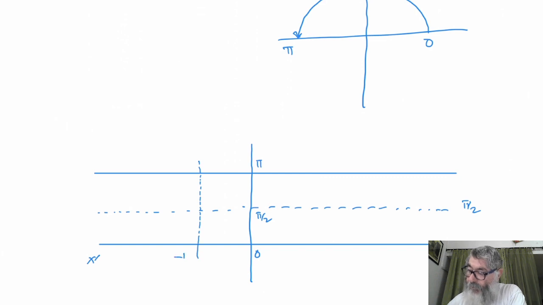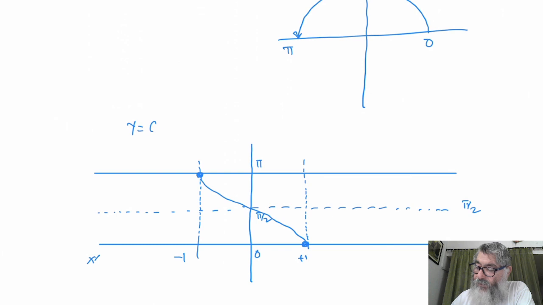-1 to 1, because we have interchanged the domain and range. It is +1, and we start from here. This is the curve for cos inverse x. y is equal to cos inverse x.